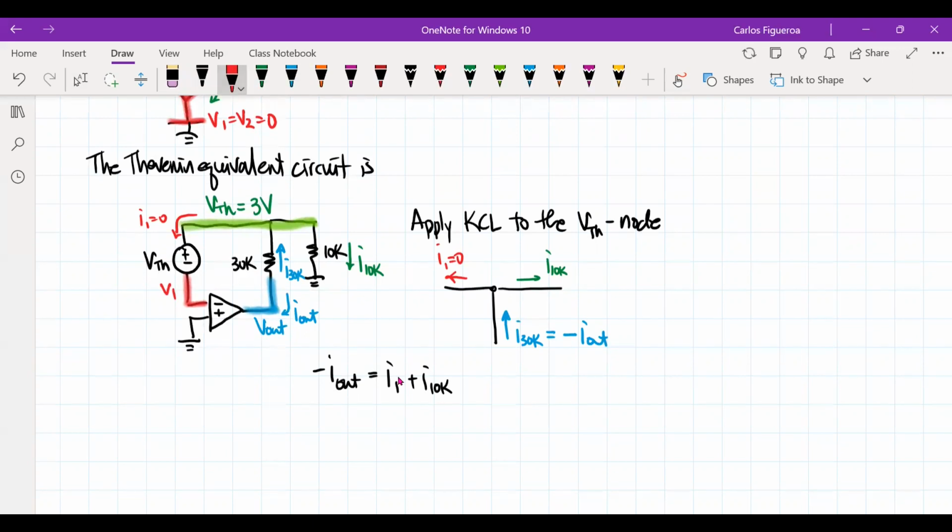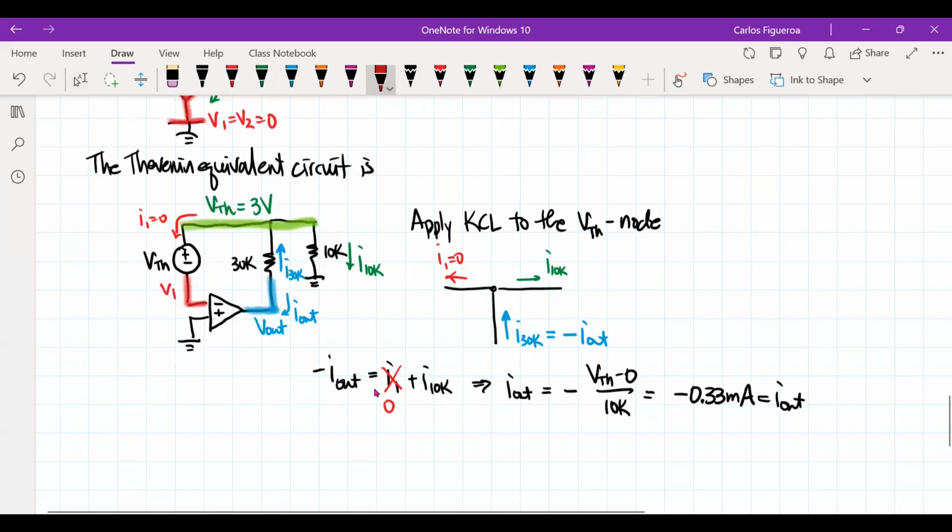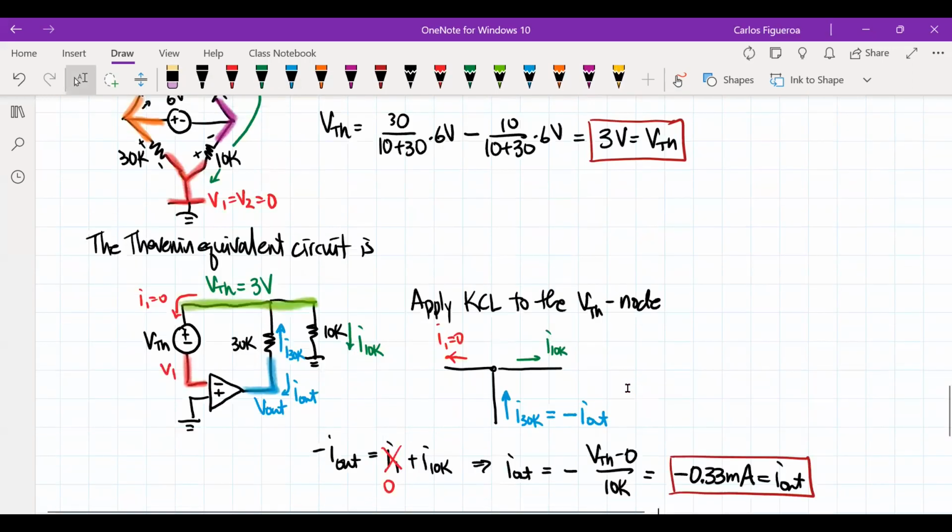But we already agreed that this guy is 0. So I only have to look at the current of the 10K. So then here we go. The current of the output is going to be minus that. So that should be Thevenin minus 0 divided by 10K. So then I'm going to get minus 0.33 milliamps for the output current. Now that I have the output current, I could now go calculate. No, I already did. There's VTH right there.